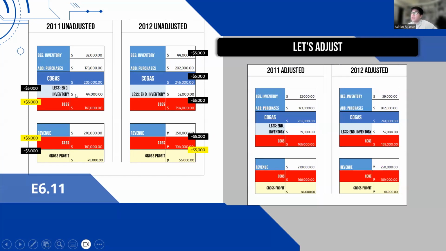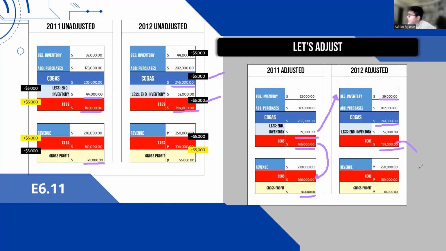So as you can see, yung 44 minus 5,000 naging 39. Yung COGS na 161 naging 166 kasi plus 5,000. So naging 166. Tapos itong gross profit that we subtracted 5,000 naging 44,000. And then itong 39,000 na ending inventory, yung beginning inventory natin naging 39,000. And then yung COGS of 246 naging 241,000 kasi we subtracted the 5,000. And then yung COGS of 194 naging 189 because we subtracted 5,000 again.